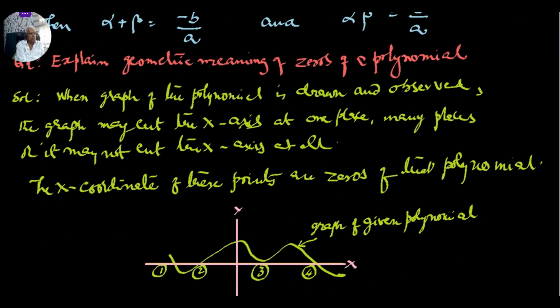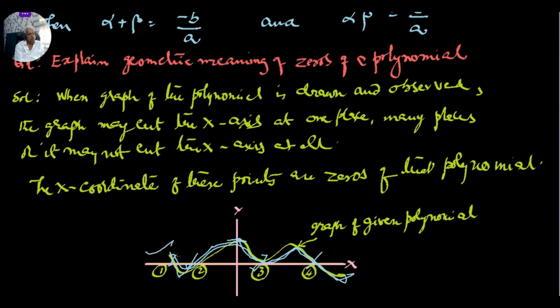Explain the geometric meaning of zeros of a polynomial. What exactly does zero mean? When you graph the polynomial like this, like this, like this, we are graphing the polynomial. The graph may cut the x-axis at one place, many places, or it may not cut at all. Here you see, it is cutting the x-axis, again cutting the x-axis. It is cutting the y-axis, we are least bothered. It is cutting the x-axis in 4 places.